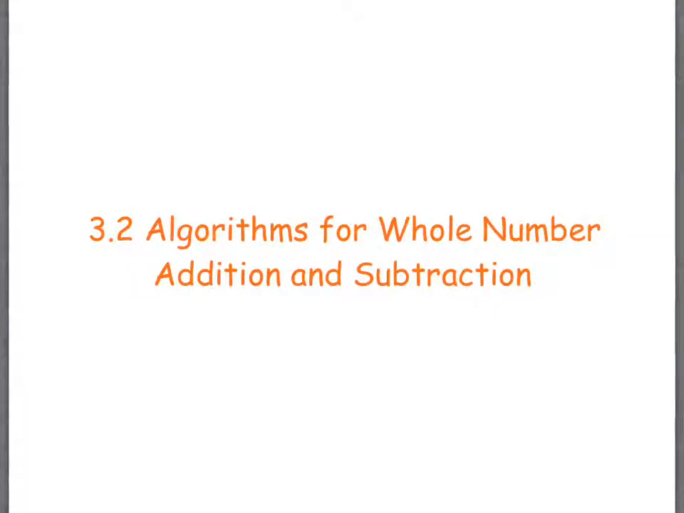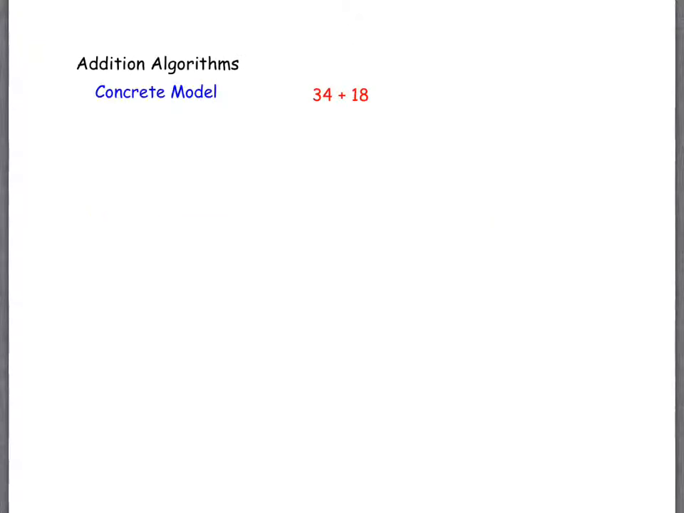So section 3.2 is going to talk about algorithms for whole number addition and subtraction. Algorithms just means ways we do these things. It's the way in which we do something, all right? Sort of like the step-by-step process, the process by which we add or the process by which we subtract. We're going to take a look at the concrete model first.